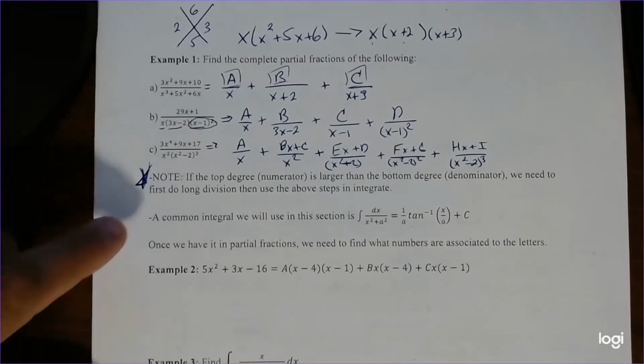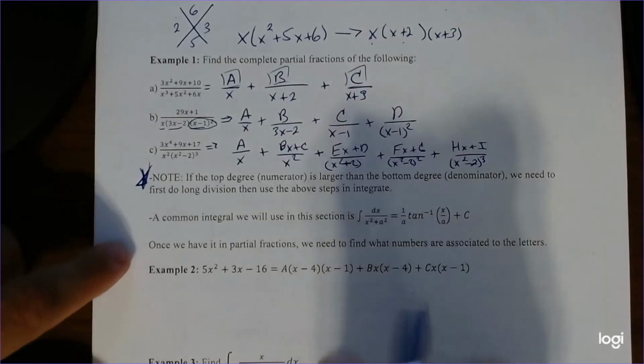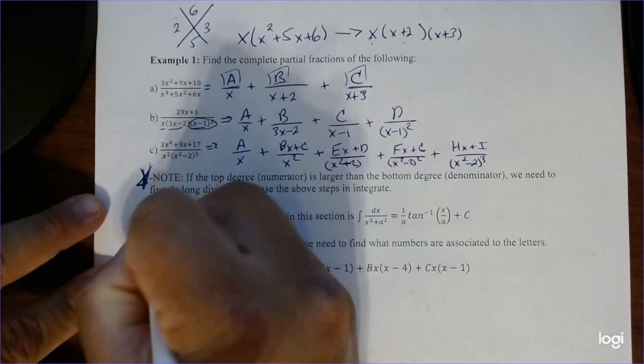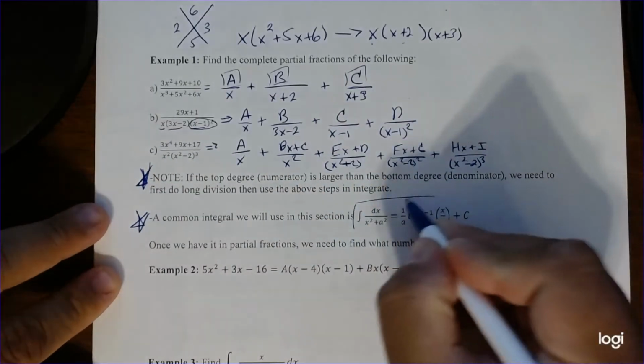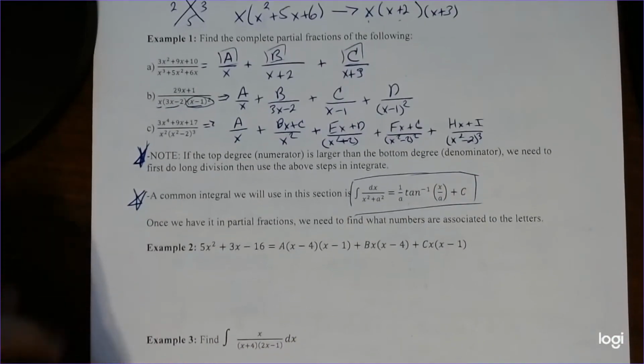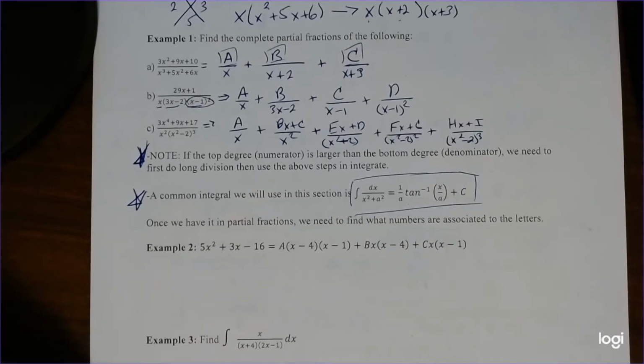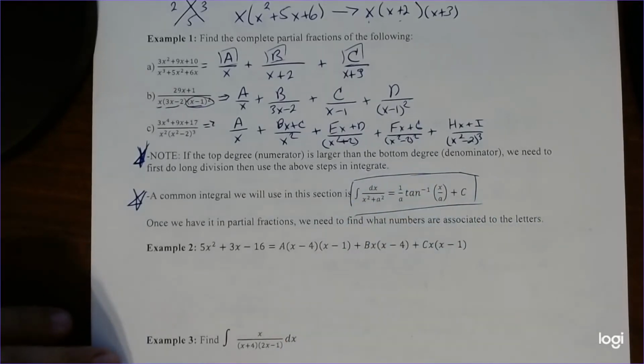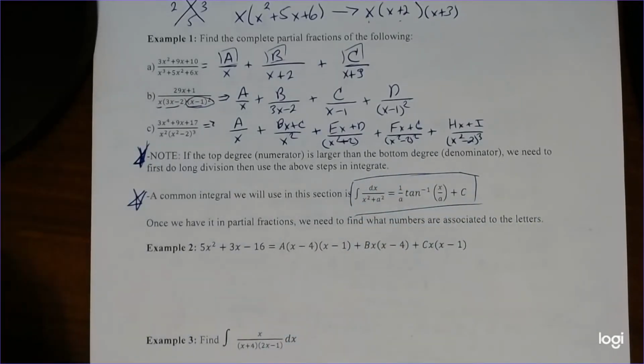So a common integral we will be using is this one here. This is going to be used pretty much extensively in this section because it's very popular. The integral of dx over x squared plus a squared is equal to 1 over a tan inverse of x over a plus c. We're going to deal with a lot of examples using this, and pretty much most of the examples in your book use it as well, so you can see how this is applied.